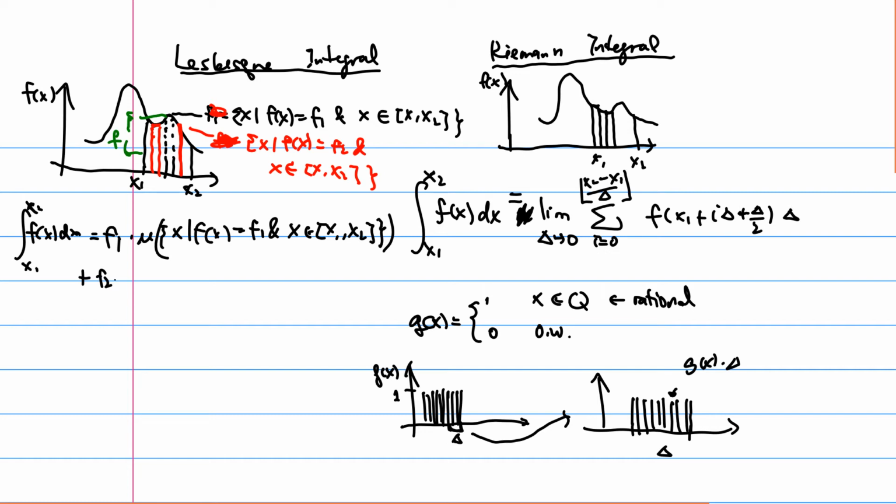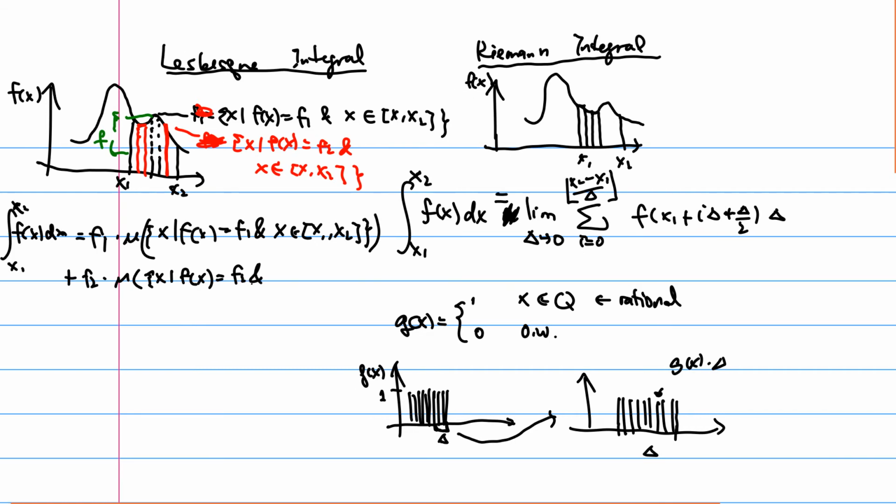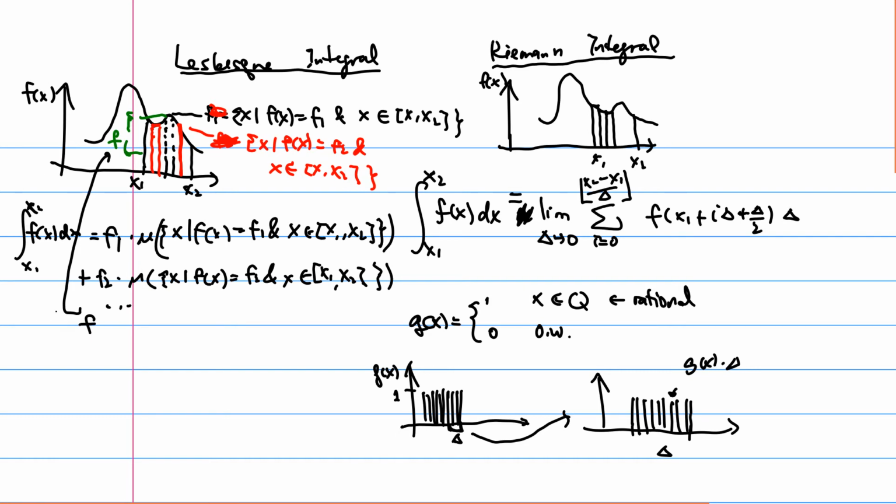And plus, let's say, f2, do the same thing. Very hard to write, honestly. Mu of the set where f(x) is equal to f2 and x is in x1 and x2, and so on and so forth. Sum over all the f values in this range here, and then that will be able to again approximate the area underneath the function f(x) between x1 and x2.